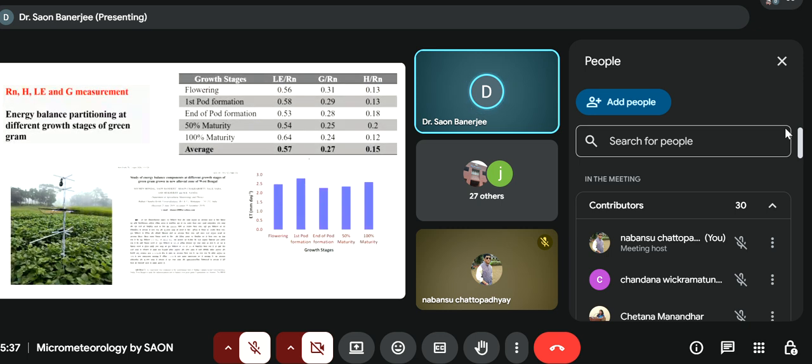And now coming to how we can measure this. How we can measure the energy balance Rn, H, G, Le.